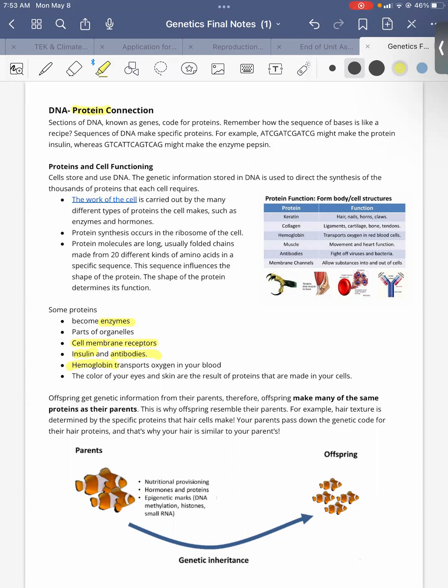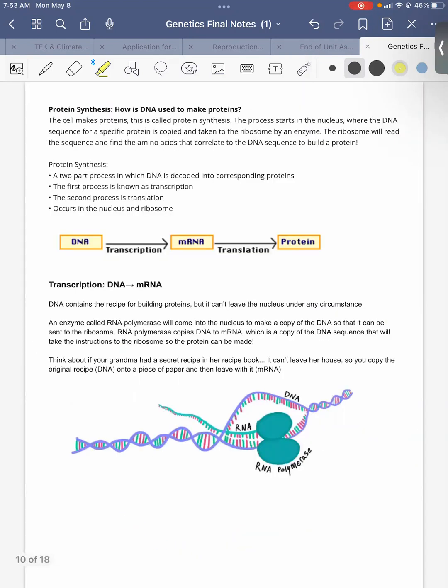Okay. And so let's talk about how is DNA actually used to make proteins? How does that happen? When the cell makes proteins, this is called protein synthesis. So remember, synthesis means to make, right? And so there's this process to make proteins called protein synthesis, and that's what we're exploring today.